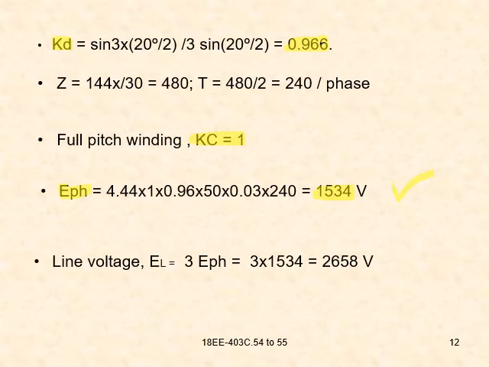is equal to root 3 E phase. The root 3 got missed over here. EL is equal to root 3 E phase. If we just multiply with root 3 into 1534, then we'll be getting 2658. So this is the final answer.